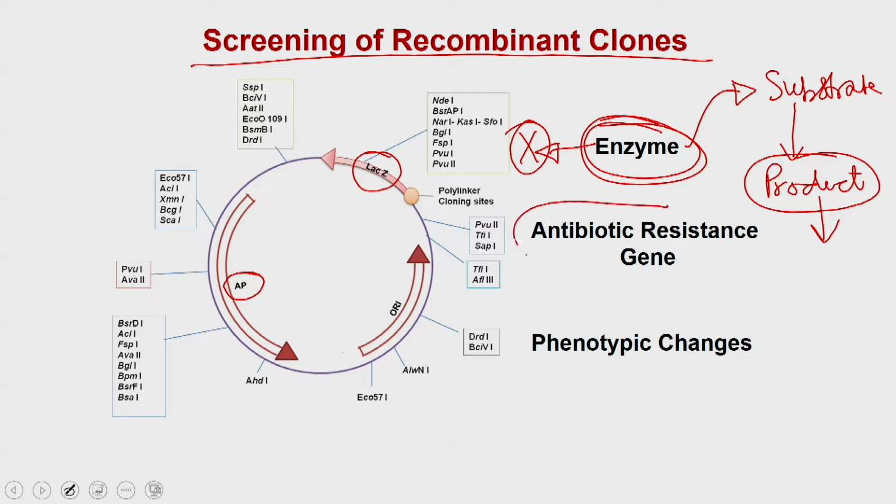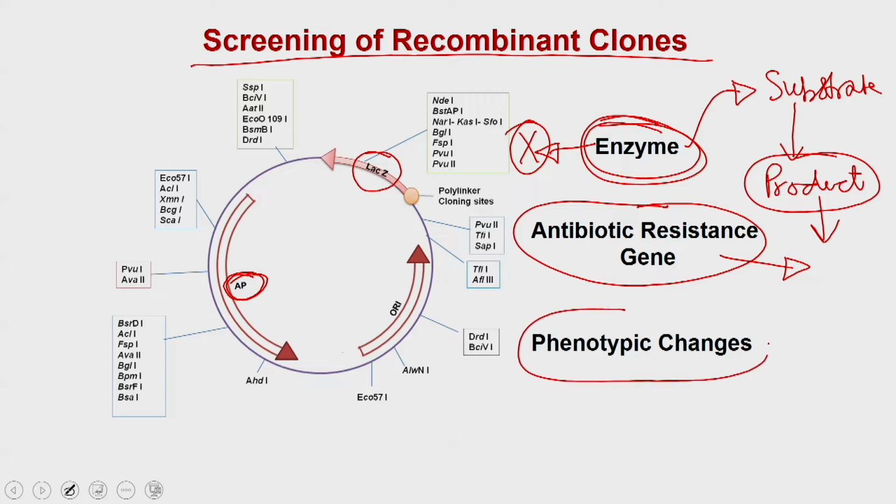Then you have the antibiotic resistance genes. For example, in the case of pUC19 you have the ampicillin resistance, so you can use it. If you have generated the recombinant DNA, it is going to have the ampicillin resistance. That is why, if you put these recombinant DNA along with the host onto an ampicillin-containing media, the cells which have taken up the plasmid will grow, whereas the other cells will not grow.